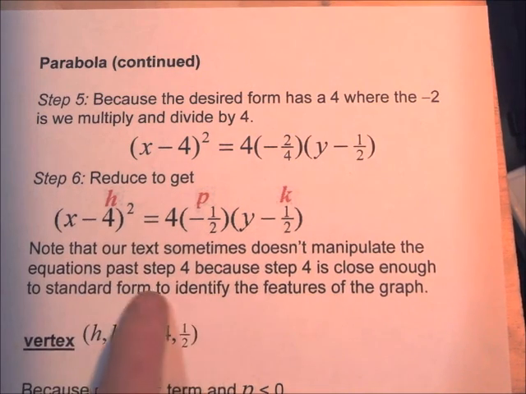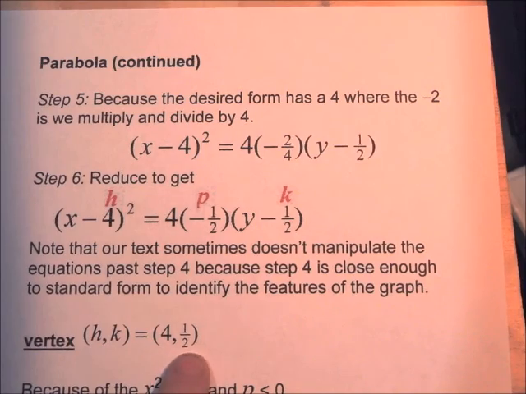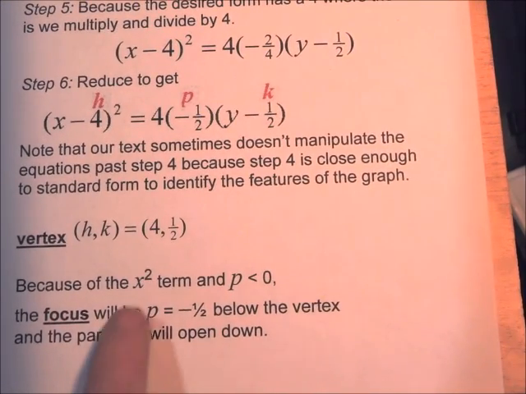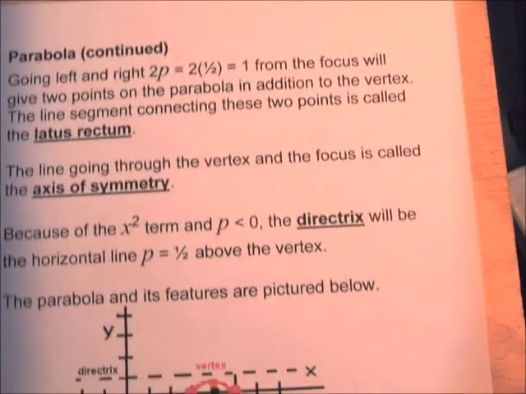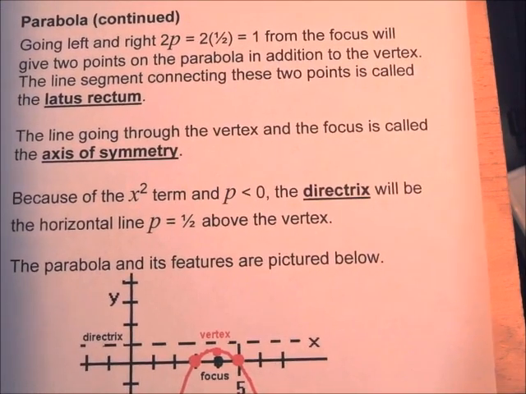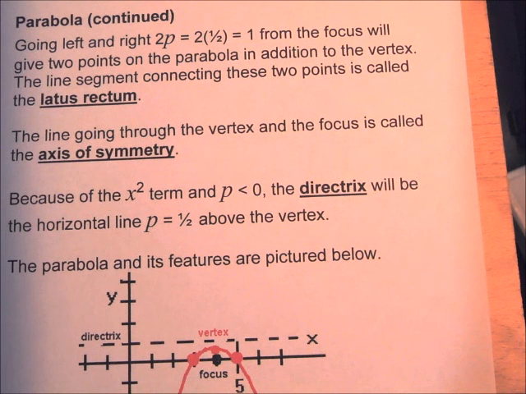The vertex (h, k) will be (4, 1/2). And then because of the x squared term, the parabola is going to open up or down. And because p is less than 0, it's going to open down. And the focus is going to be p below the vertex. So it's negative 1 half below the vertex. And then we can also get some additional points on the parabola. 2 times a half is 1. So if we go 1 to the left, 1 to the right, we get 2 additional points from the focus.